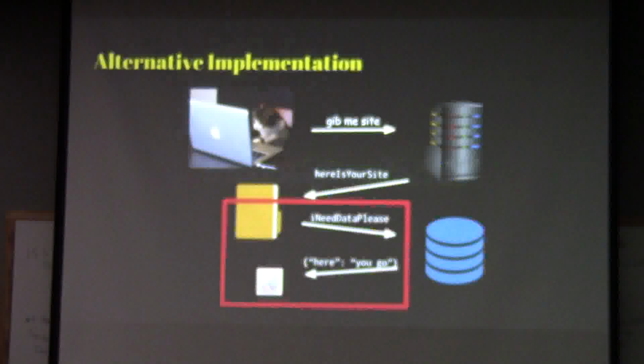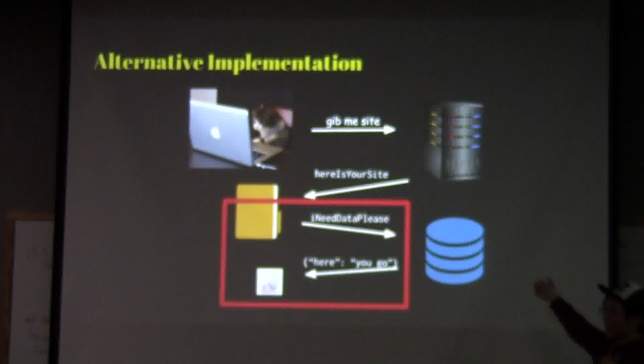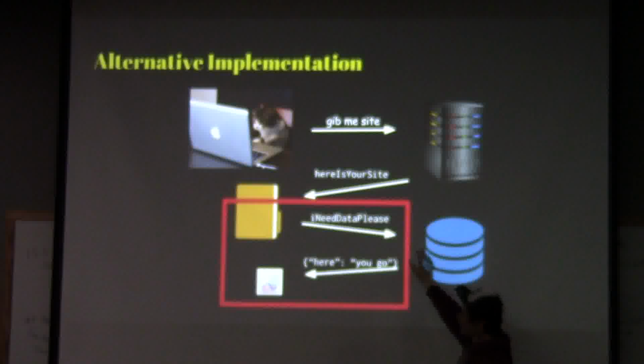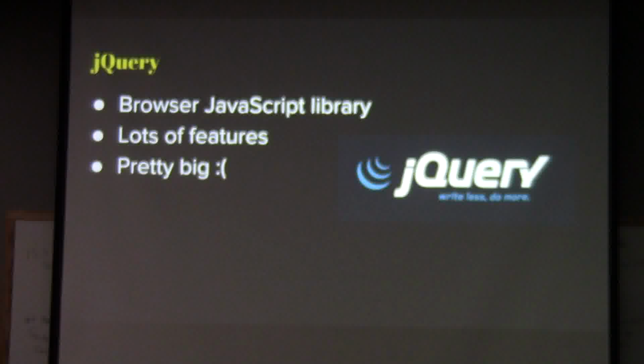So, back to our alternative implementation diagram, Ajax will be used on this bottom part. The first part will just be a regular website request, and the second part will be Ajax. What we're going to use for our code in our workshop will just be jQuery. It's a browser JavaScript library. Libraries are basically pre-written code that helps you speed up development. It has a lot of features, but unfortunately, it has a lot of features, so it's pretty big. Unless you are using the entire jQuery library, it's almost overkill most of the time. But for our purposes and ease of usability, we'll just use jQuery.